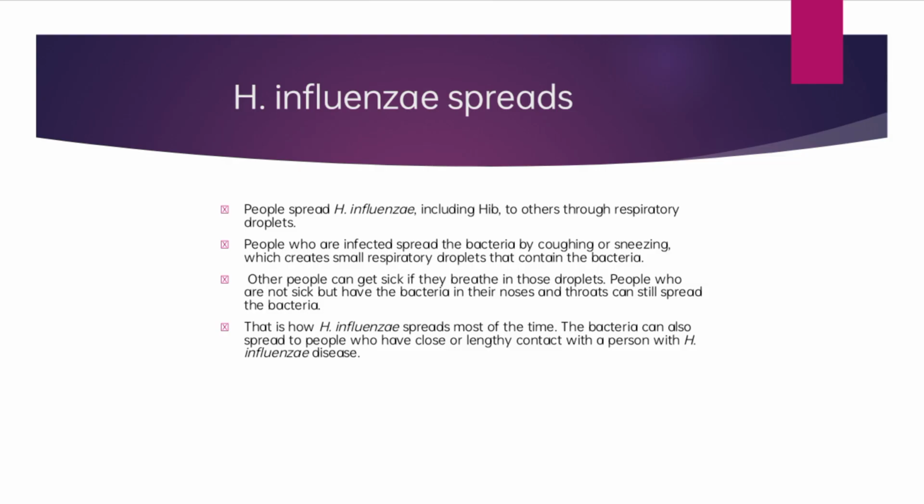How does Haemophilus influenzae spread? People who have close and lengthy contact with an infected person easily get Haemophilus influenzae. People infected with Haemophilus influenzae spread it by coughing and sneezing, which produce small respiratory droplets containing bacteria. Haemophilus influenzae spreads through respiratory droplets.